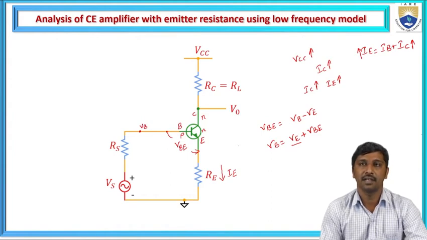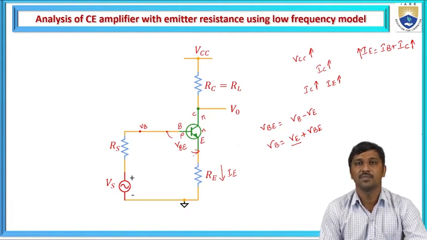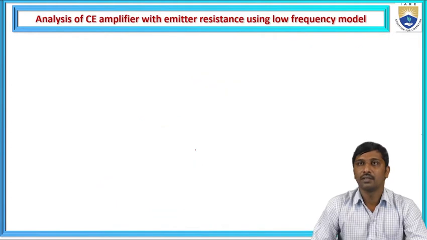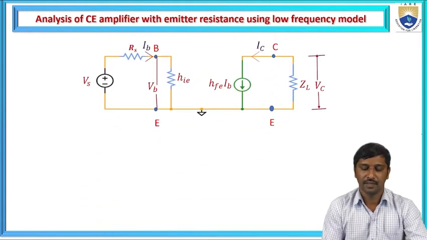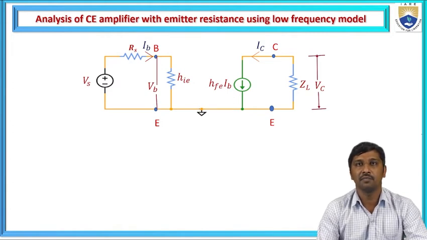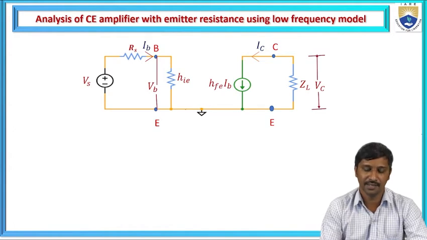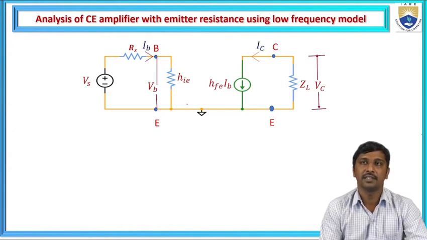So from this, emitter resistance across the emitter terminal. Now we are going to design a low frequency model or a small signal model. Let us consider this is a small signal model for a common emitter amplifier without emitter resistance, means the emitter is directly connected to the ground terminal. And from that common emitter configuration with the emitter resistance as 0, means without emitter resistance, this is showing a small signal model for common emitter amplifier.